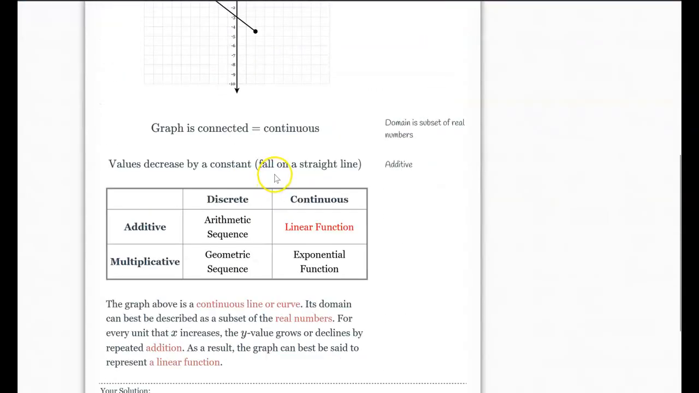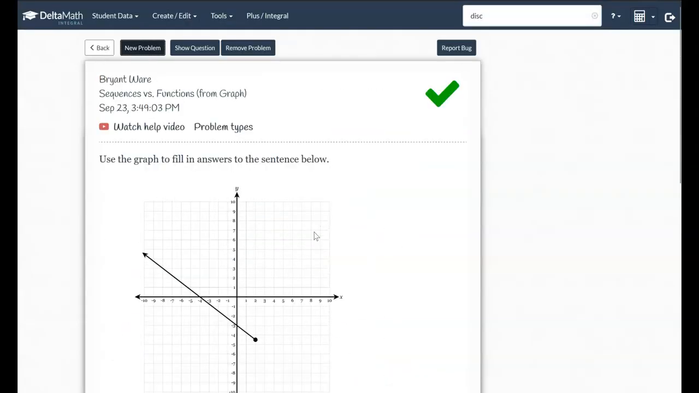Okay, and it gives you this little graphic organizer: discrete or continuous, additive or multiplicative. I can't say those words, but are you adding or multiplying here? And so since it's continuous and you're adding, it's a linear function. All right, let me look at another example.